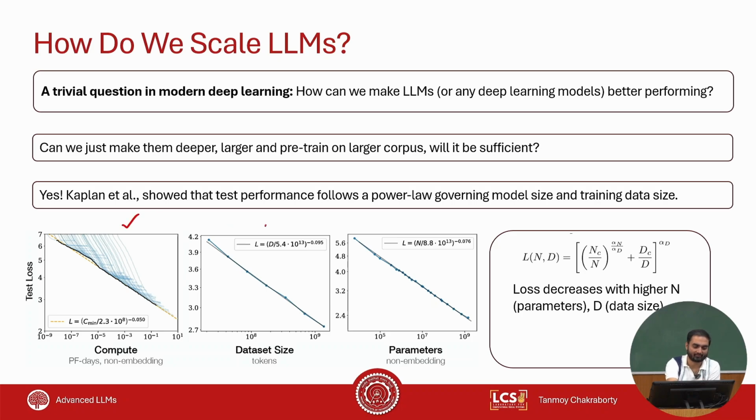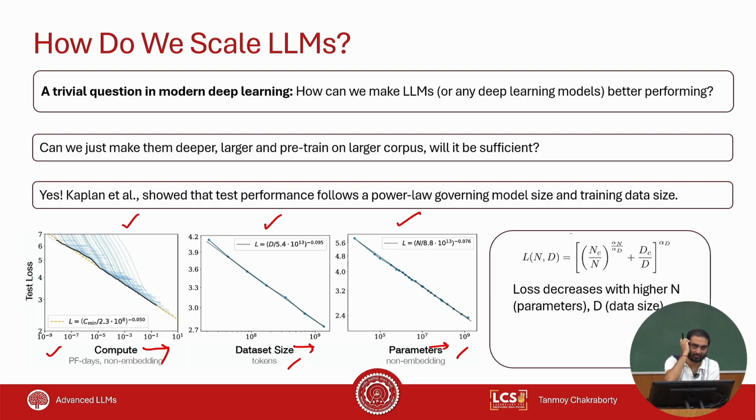Now if you look at these figures, on the y-axis you see the test loss, right, and on the x-axis you see different aspects. For example, in the first figure the x-axis shows compute, in terms of PF-days, right, and then in the second figure the x-axis shows the size of the data set, and then in the third figure the x-axis shows the number of parameters. And as you see, as you increase the compute, right, petaflops, as you increase the number of tokens in the data set, if you increase the number of parameters in the model, the loss will decrease.